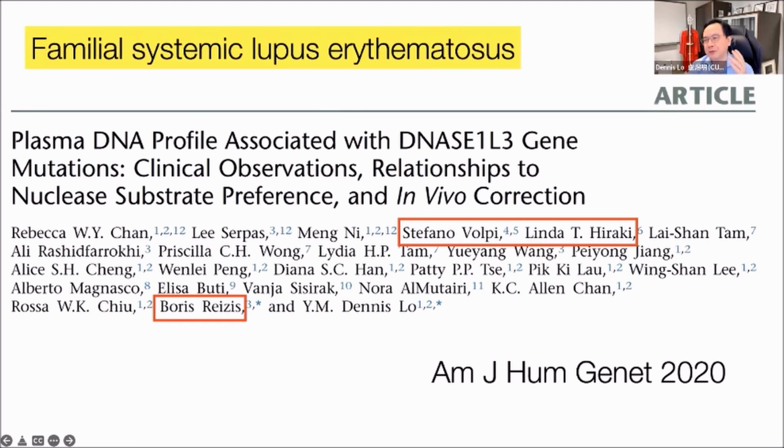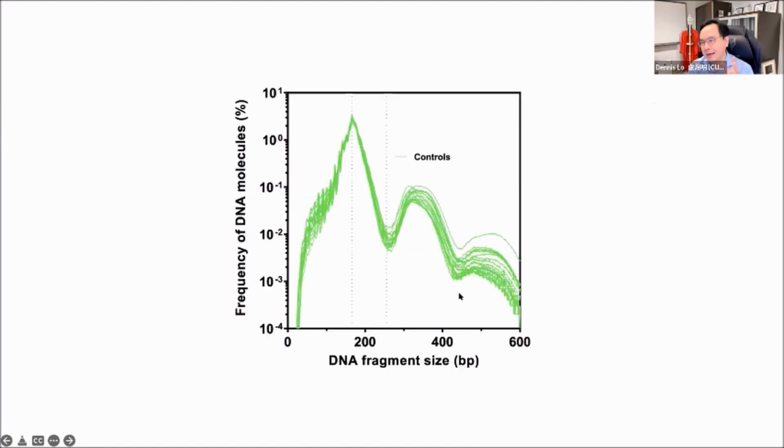And of course, as all of you will be aware, one of the hallmarks of SLE is that they have anti-DNA antibody. So it's interesting. Maybe because they cannot clear those DNA so well, somehow they're predisposed to producing anti-DNA antibody and the concomitant pathological effects. So basically, in this human cohort, we sequence the normal individual, and then we have the very typical picture we see in the plasma DNA size. We see this peak at 166 base pair.